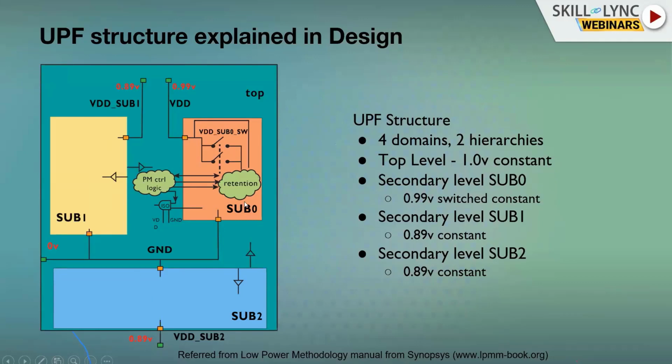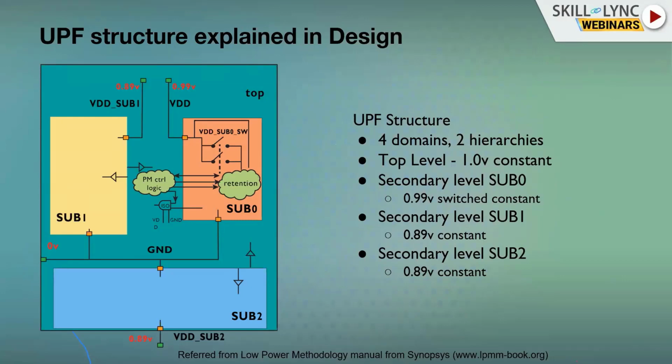And then this whole thing is at the same voltage level. This is at 0.99, this is 0.89, this is also 0.89, and this top level is also 1 volt. So totally we have 4 domains and 2 hierarchies. So we'll talk about what we are doing in terms of isolations and level shifters.